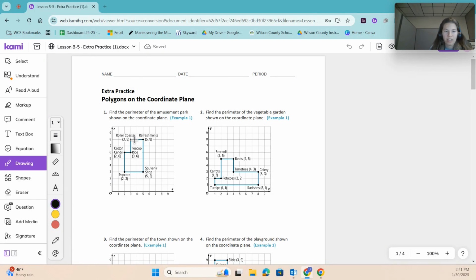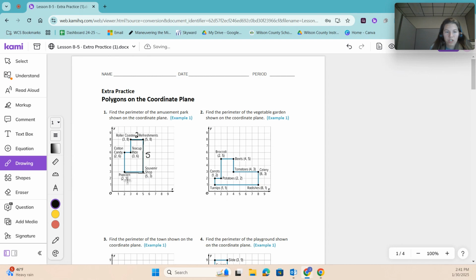Okay, so if we're finding the perimeter here, notice that each square represents one unit for both the x and y. So if we go from (3, 8) to (5, 8), that is 1, 2 spaces. And from (5, 8) to (5, 3), 8 minus 3 is 5, so that is 5 spaces. So we have 5 spaces here, 2 spaces here.